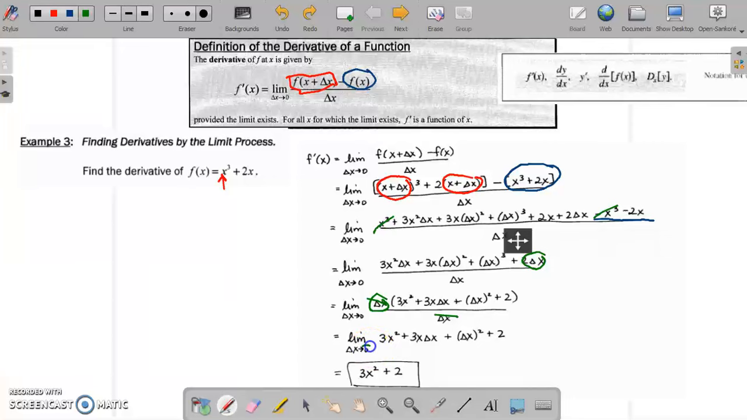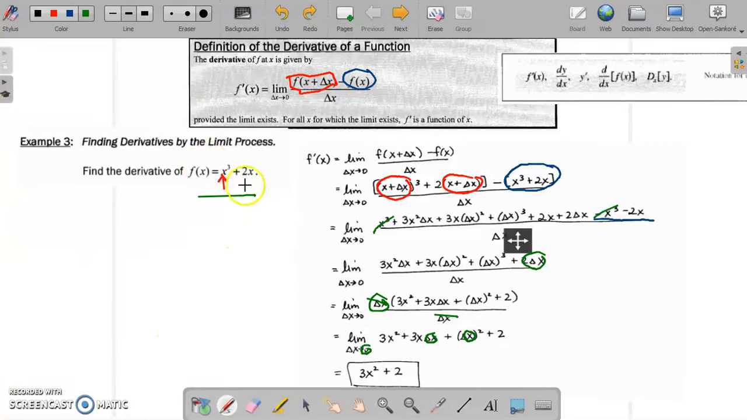Now when you're finding the limit, remember we're just going to plug 0 in for delta x. So we plug a 0 in here, a 0 in here, and we're left with 3x squared plus 0 plus 0 plus 2, which is just 3x squared plus 2. So this is the derivative of this function.